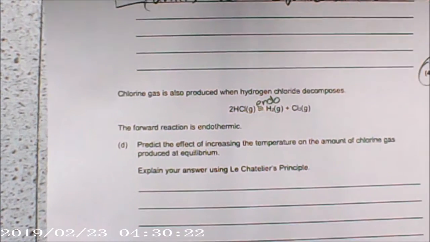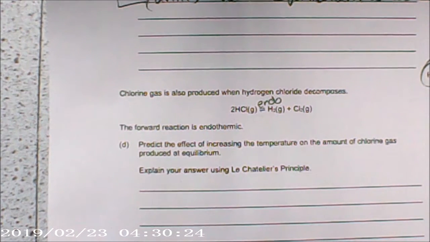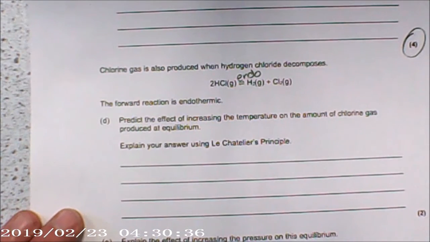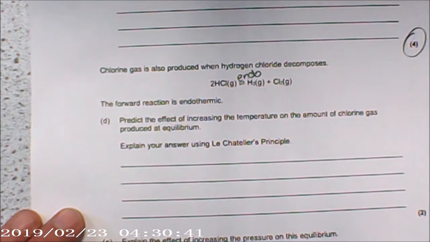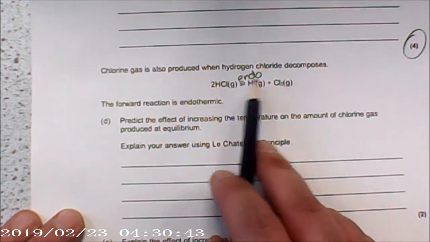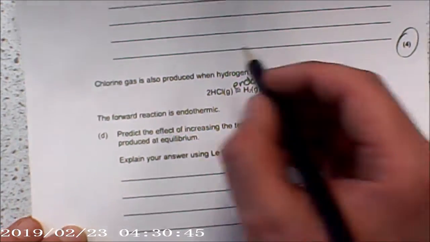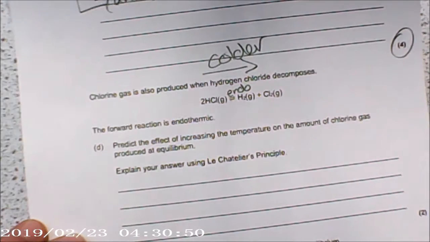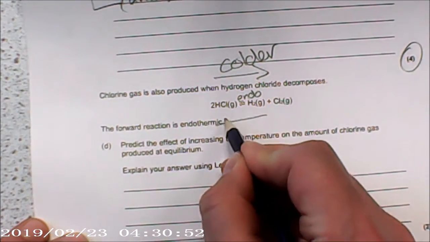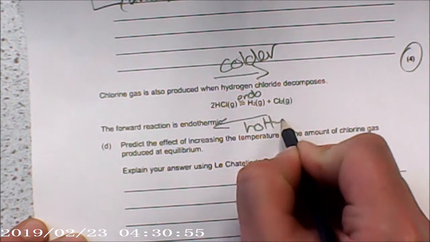Predict the effects of increasing the temperature on the amount of chlorine gas. 2 marks. Explain your answer using Le Chatelier's principles. So we're going to get 1 mark to say what happens, 1 mark to say why. So that one is an endothermic reaction. So this way is going to get colder. I know this is a very basic way of talking about it. That way is going to make it get hotter.